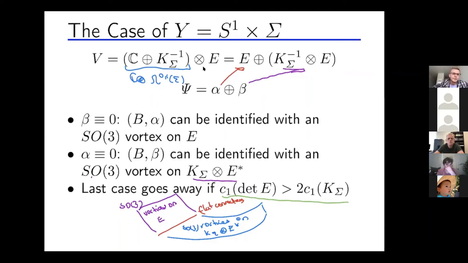And then you tensor it with your favorite U2 bundle E, which I'm assuming comes from a pullback of a U2 bundle defined over sigma. There's some pullback implicit in everything that I'm writing here. If you do that, you can think of this canonical spin U structure as C tensor E, which is just E, and this other thing is K inverse tensor E. So you can think of it as a direct sum of these two U2 bundles. With respect to this decomposition, psi breaks into two summands, alpha and beta.